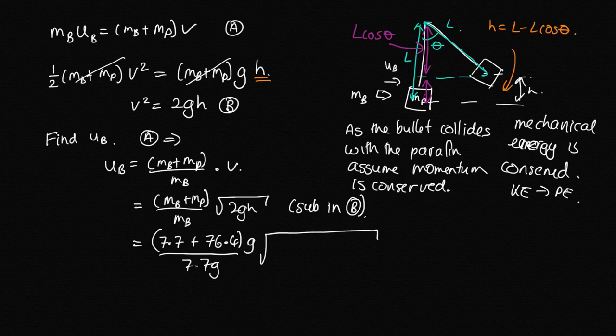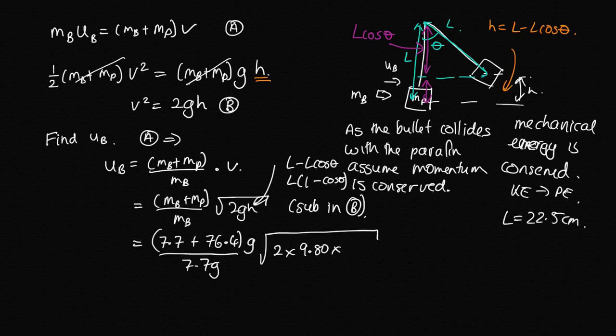And then we times it by the square root of 2 times gravity, which is 9.80 times h. And for h, we were using L minus L cos theta. So this is L minus L cos theta, which we can pull L out in the front, and it's L times (1 minus cos theta). So this is times L, which was, we measured it, L was equal to 22.5 centimeters. So this is 0.225 meters. We do need to be in SI units here because we're not dividing by an L. And then we multiply it by 1 minus cos theta, and we measured theta to be 34 degrees.